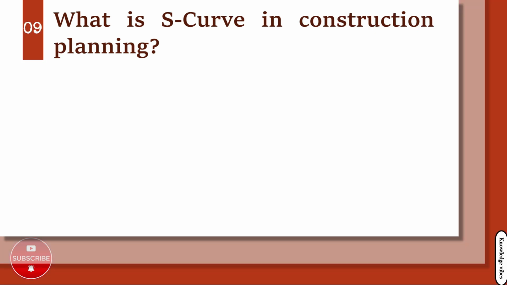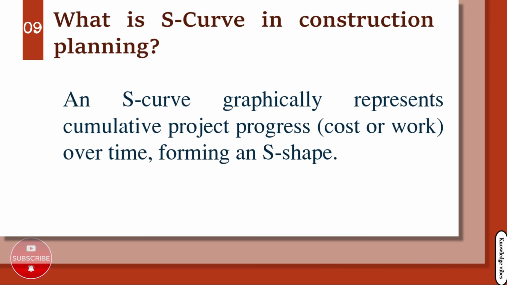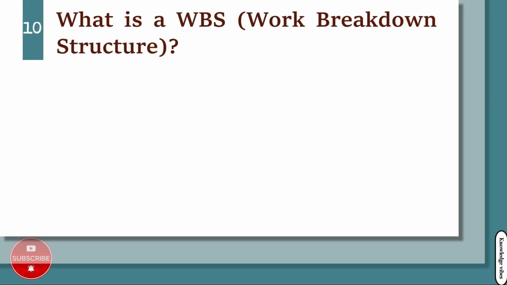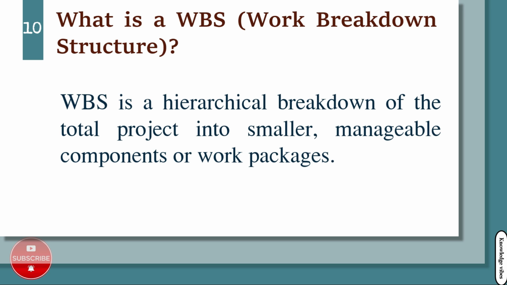What is S-curve in construction planning? An S-curve graphically represents cumulative project progress, cost or work, over time, forming an S-shape. What is a WBS, work breakdown structure? WBS is a hierarchical breakdown of the total project into smaller, manageable components or work packages.